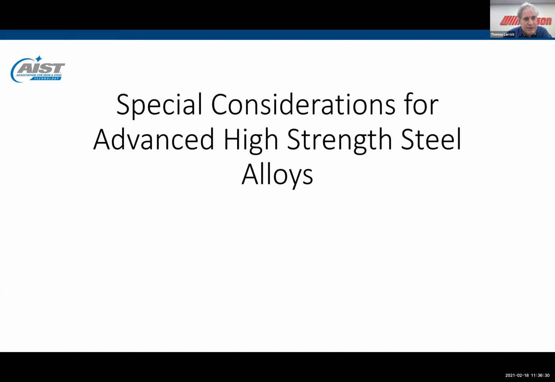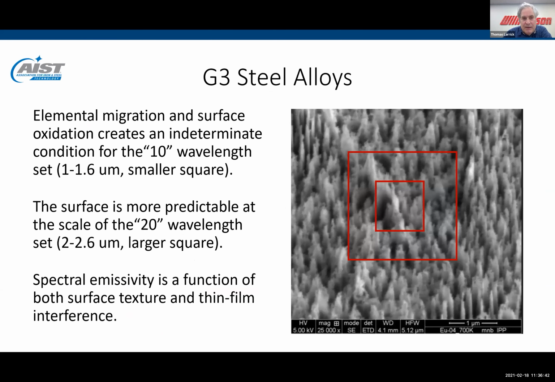And we talked about the wiggle test already. Now, there is a special consideration for those plants that run advanced generation 3 advanced high strength steel alloys. And that is because these oxides that form on the surface have a unique surface character, surface roughness associated with them, and they can cause an interference. When you look at this surface on the scale of the 1 micron wavelength, that smaller square that's shown there, then depending upon where you view, the surface texture can be quite different.